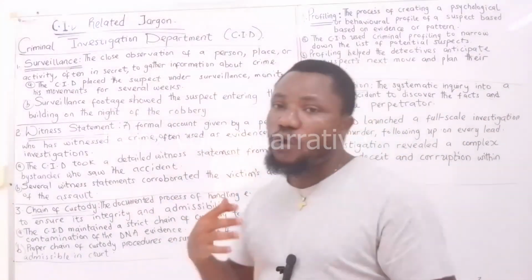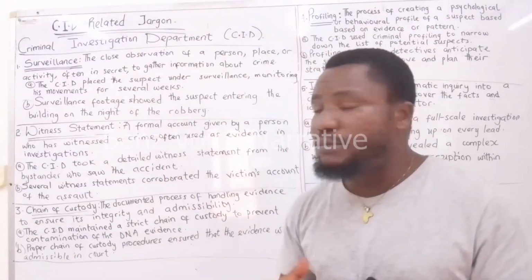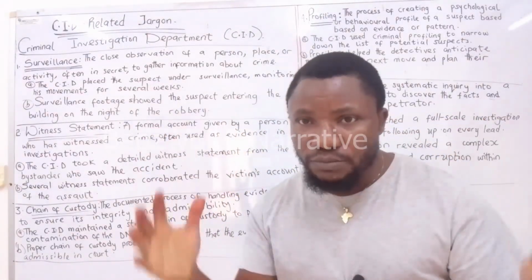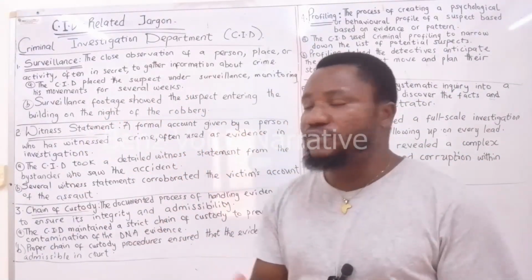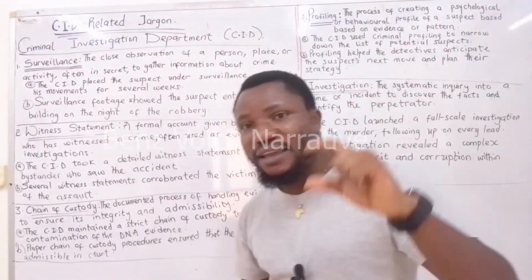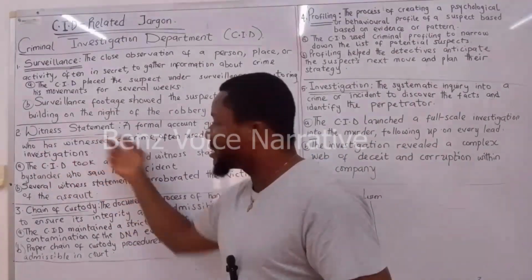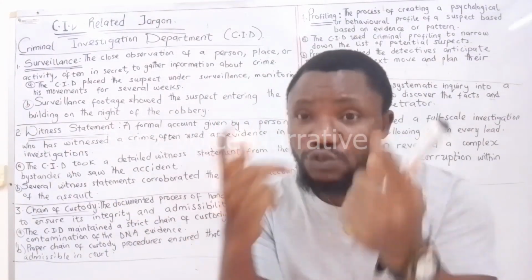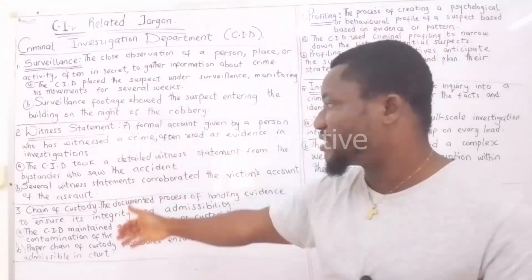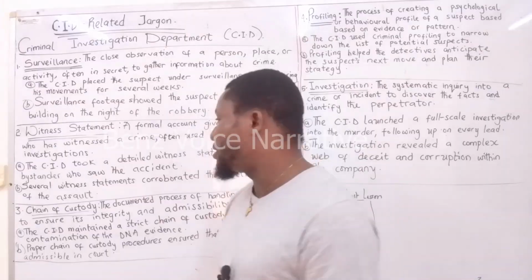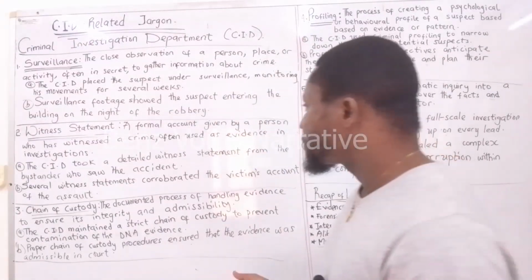So, for an officer of the CID to gather information about the full details of an accident, what they have to do is ask questions, gather information, and take witness statements from the people that saw the accident or whatever the event is. Okay, it could be a robbery.